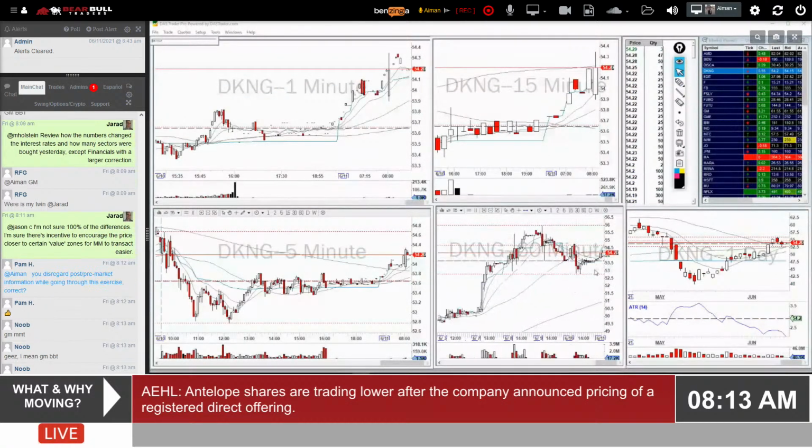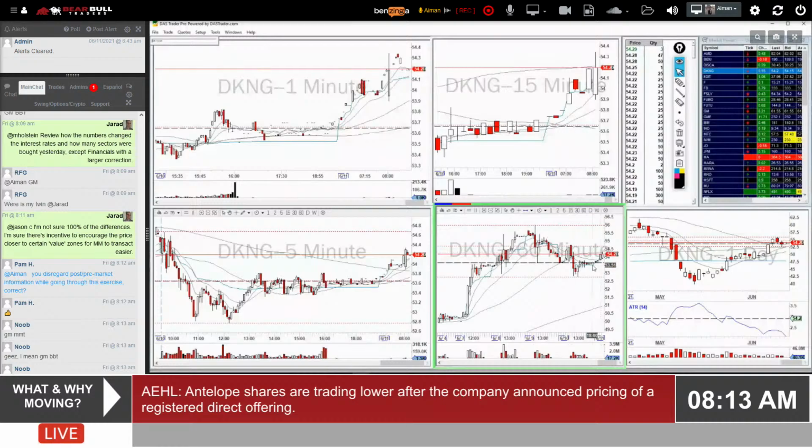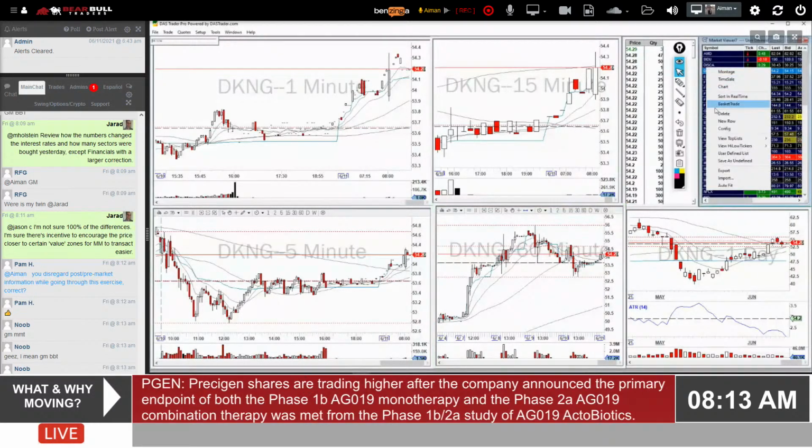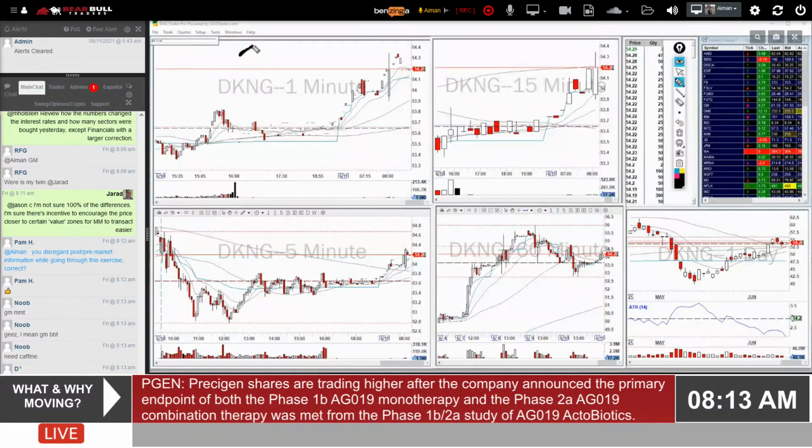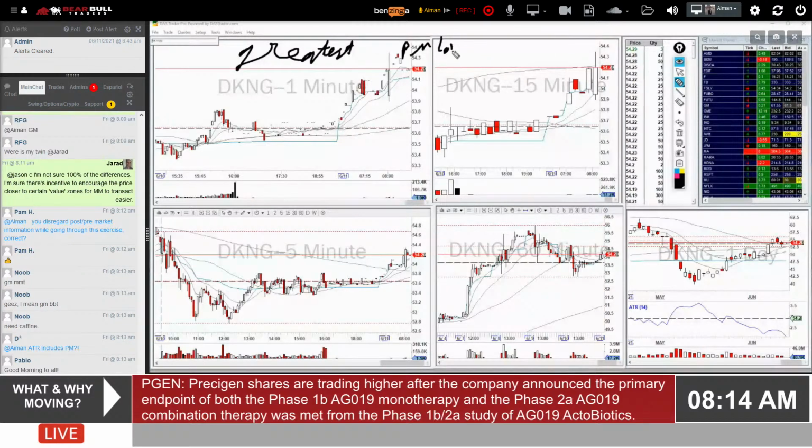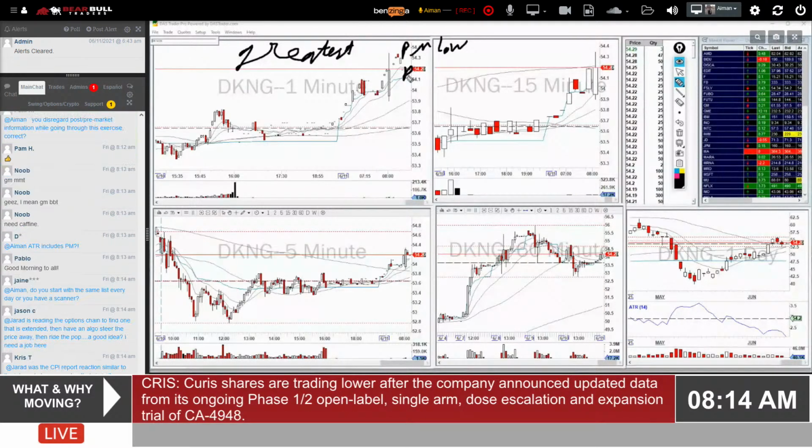So DKNG, same thing. We're sitting below this moving average, could reject it and drop down. So the ATR is the greatest of the following, right? It's the pre-market low. It is the previous day close. And it is the low of the day, right? Then basically to your target or to the current price.